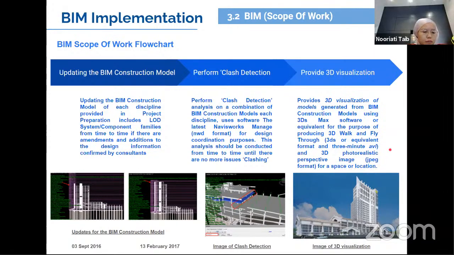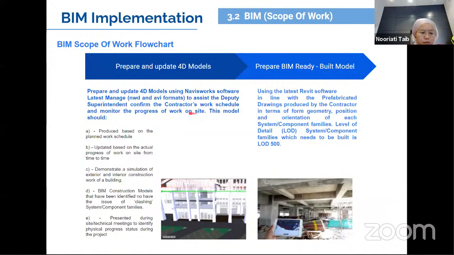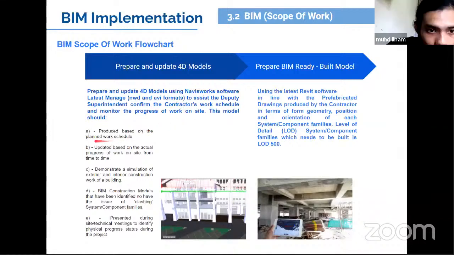And then next. So these are the last two parts. At this part, we prepare and update the 4D model, also using Navisworks, to assist the Deputy SO on confirming the contractor work schedule and monitor the progress on work site. At this part, we produce based on the planned work schedule, update based on actual progress, demonstrate a simulation, and then identify if there is a clashing and present it during the site and technical meeting.